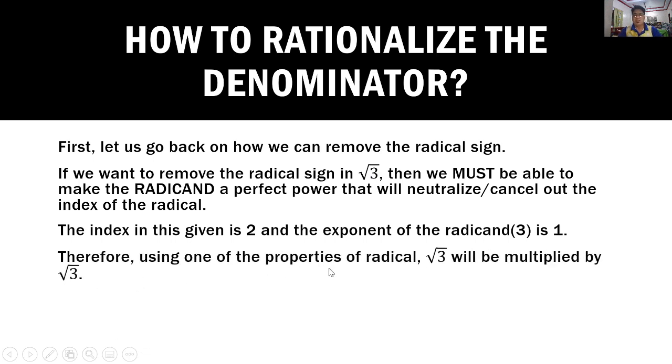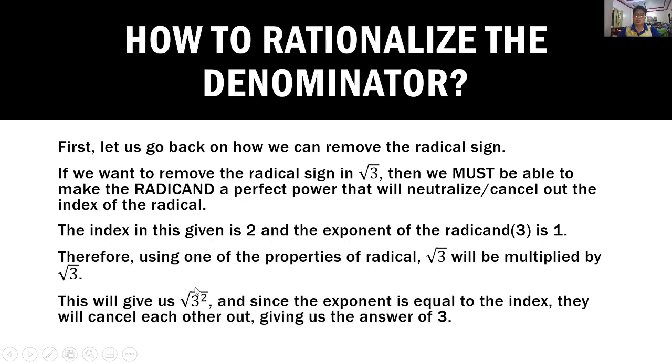Therefore, using one of the properties of radical, doon sa ating mga napagdaanan na rin last week, we can multiply radical kapag parehas yung indices nila. So, square root of 3 will be multiplied by square root of 3, thus giving us square root of 3 square. Kung ang index natin ay 2, exponent natin ay 2, they will cancel each other out. Pag na-cancel yan, na-eliminate, 3 na lang yung matitira. They will cancel each other out, giving us the answer of 3. Nawala na yung radical. Okay?